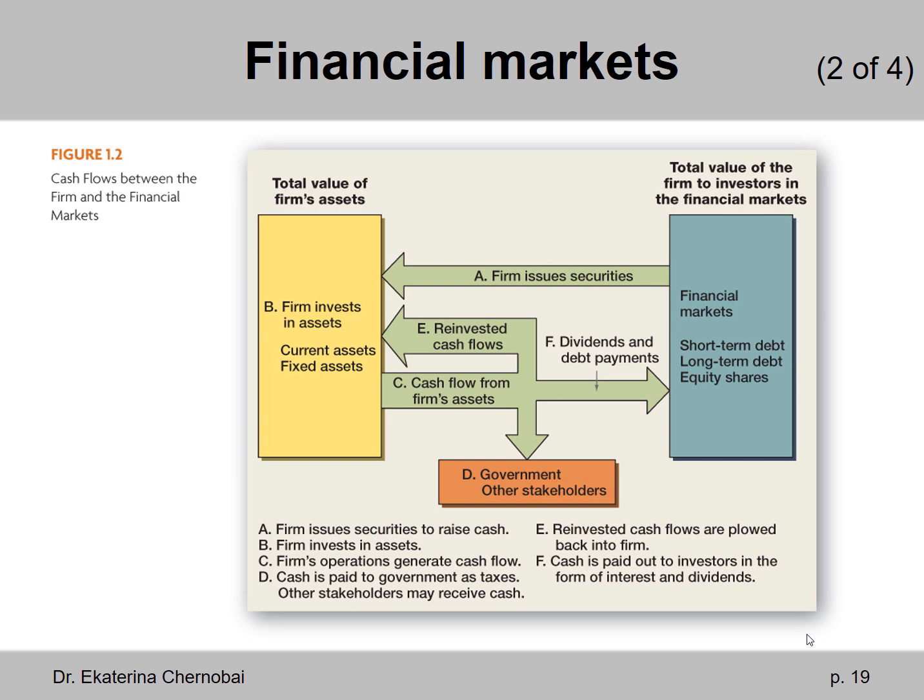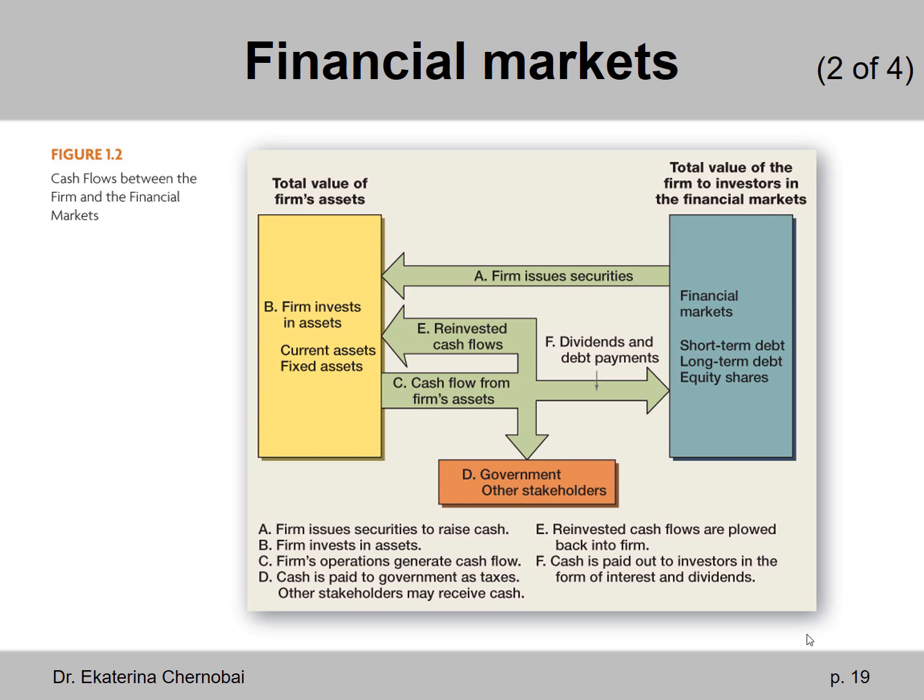What happens to the money it gets? Like revenues, essentially. We say it goes in three main directions. One, that's labeled as F on the figure, dividends and debt payments. That's essentially the money going back into the financial markets. Dividends as payments to stockholders, and interest payments as payments to bondholders. That's one of the three directions where the money flows out of the firm, the cash outflows for the firm.